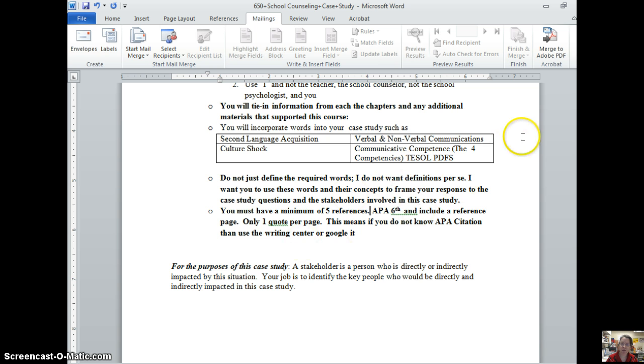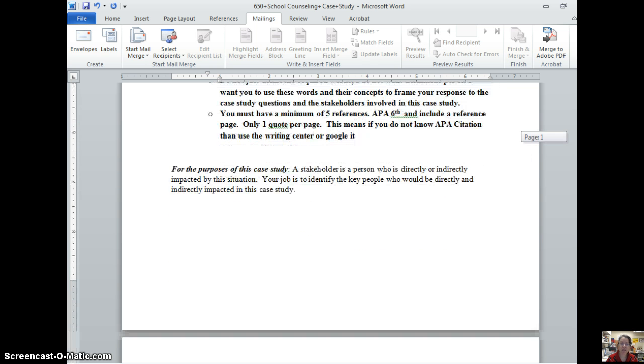And again, for the purposes of this case study, a stakeholder is a person who is directly or indirectly impacted by this situation. Your job is to identify the key people who would be directly and indirectly impacted in this case study.